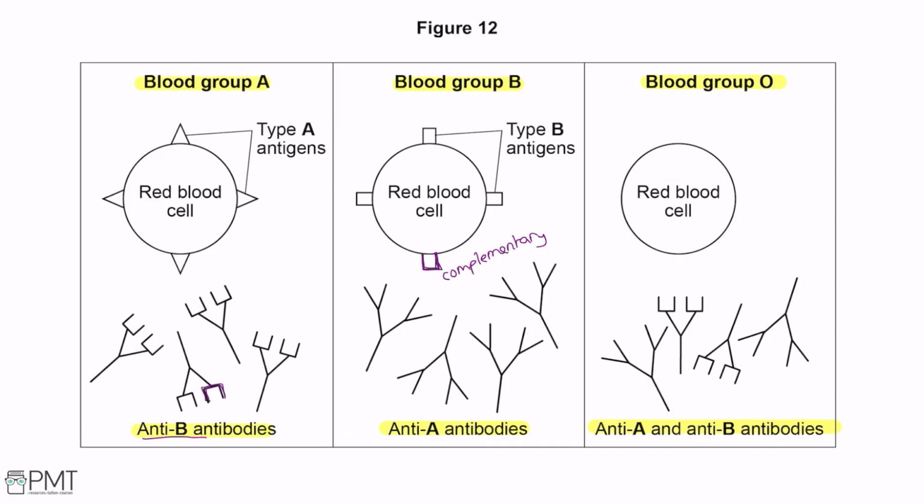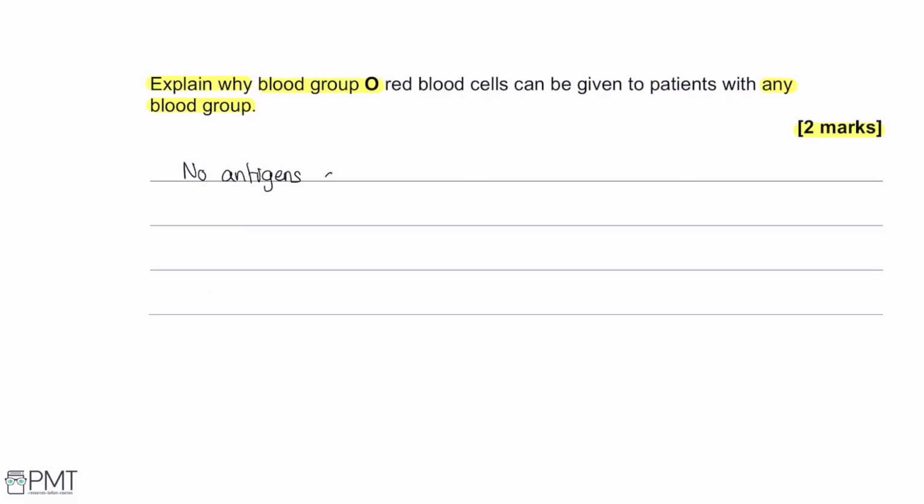If you look at the red blood cells for the person with blood group B, for example, you can see that there are type B antigens on the surface of the red blood cell. But if you look at the red blood cells of somebody with blood group O, you can see that there are no antigens on the surface. And this means that the antibodies present in the blood of a person with blood group A or blood group B cannot bind to the blood group O person's red blood cells. The way you describe this in your answer is by saying that no antigens present on the type O red blood cell means that antibodies cannot bind to it.